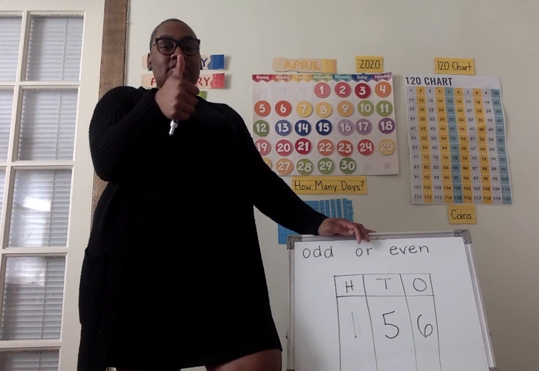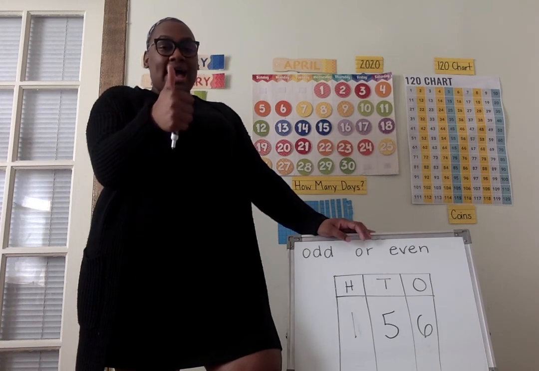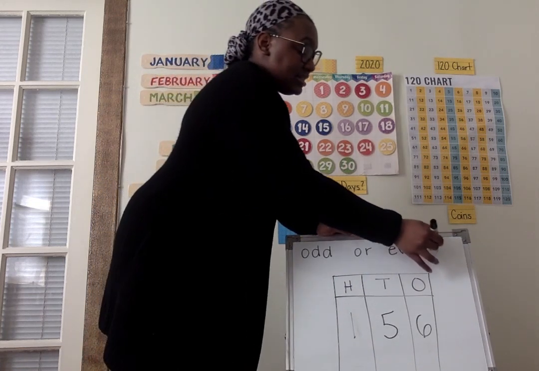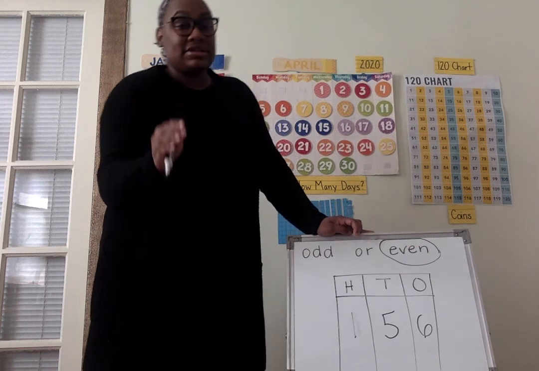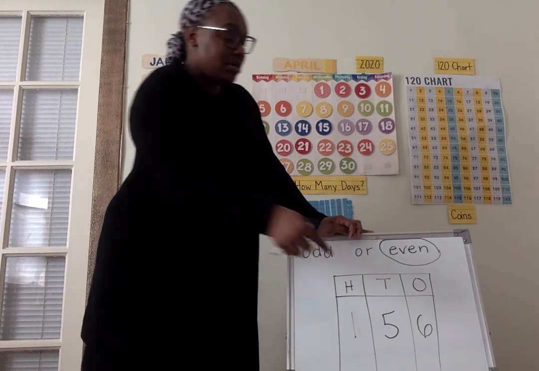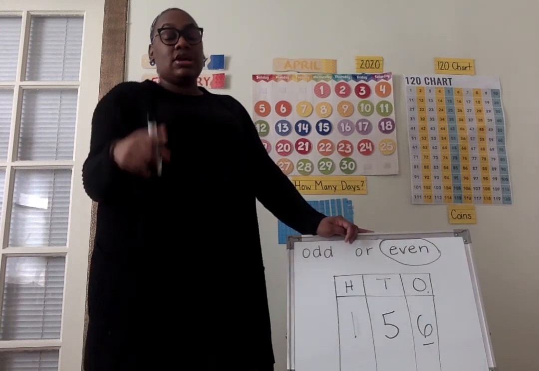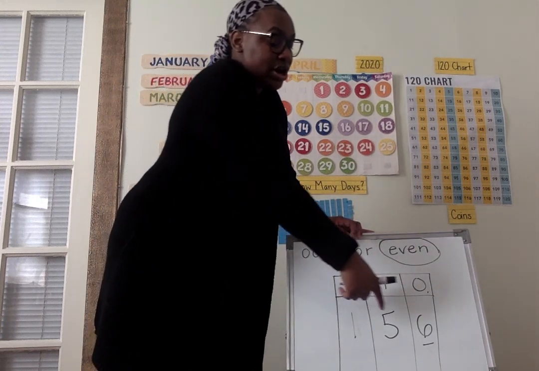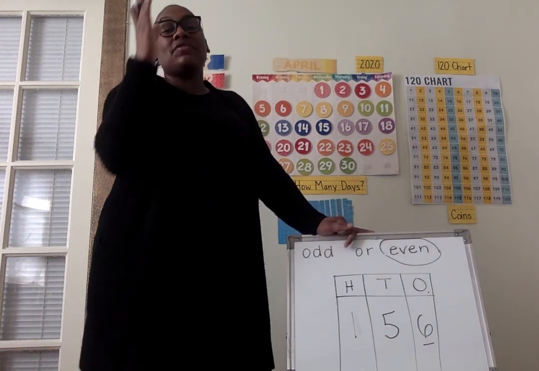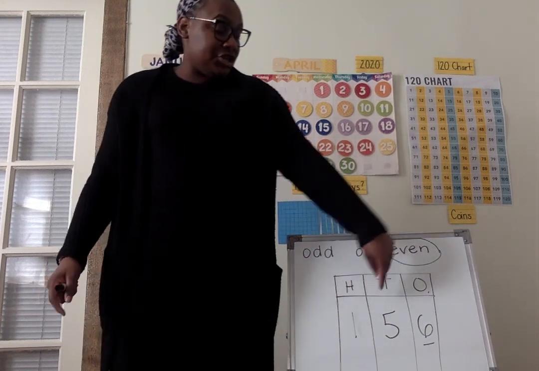Some people are already giving me a thumbs up, and 5, 4, 3, make sure you know why, and 2, 1, and 0. If you said even, you are correct. The people that said the number 156 is even is because they knew there's a 6 in the ones place and they know that 6 is even. One more time. People knew the number 156 was even because there's a 6 in the ones place, and we know that 6 is even. So it makes the number 156 even.